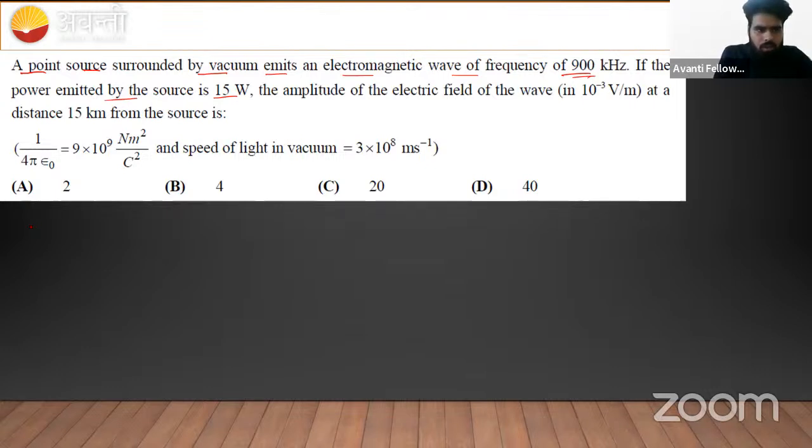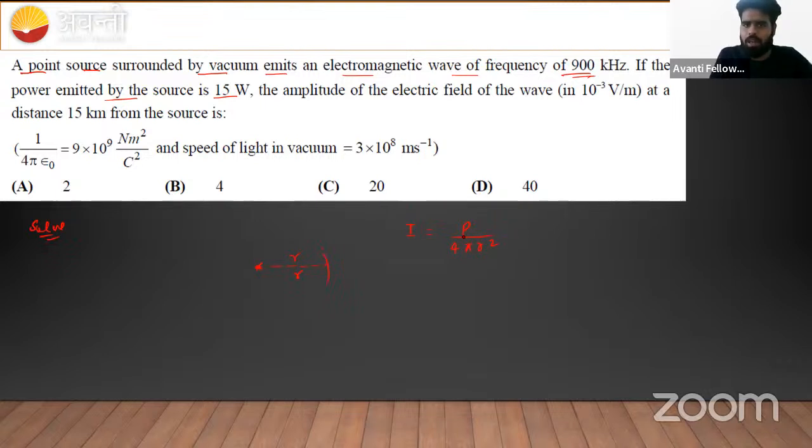So we must know one thing in waves also. Whenever a point source is given, what is the intensity at a distance r from this source? Suppose this is the point source. If we want to find the intensity at distance r, the intensity is always written as power upon 4 pi r square, because a spherical wavefront is formed. We know this from waves. This is the formula of intensity.